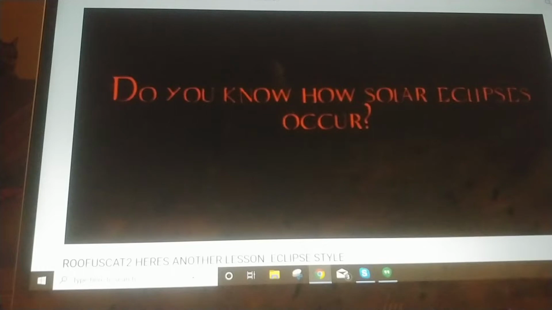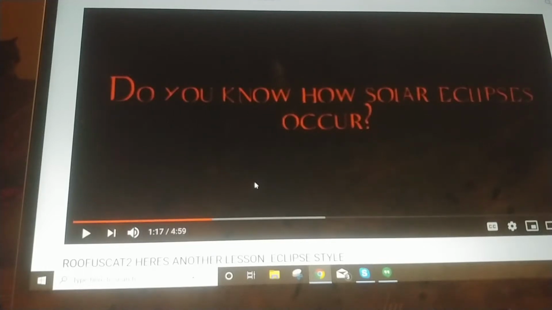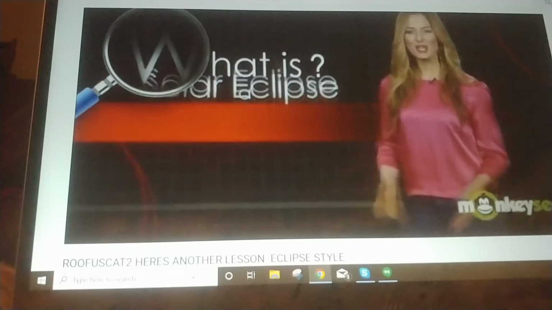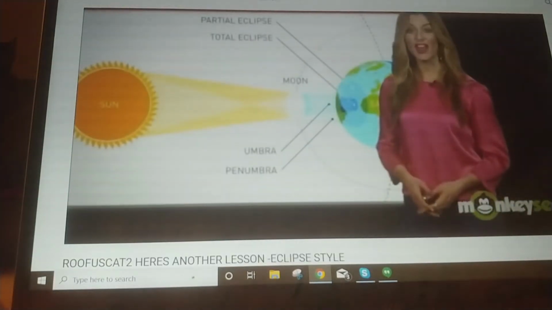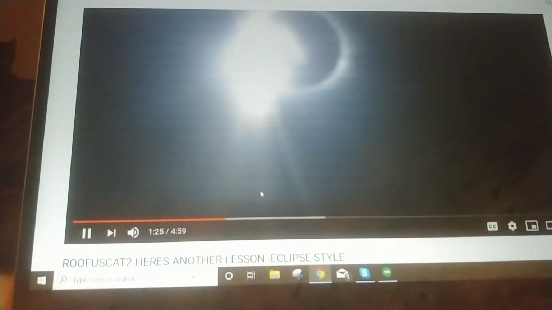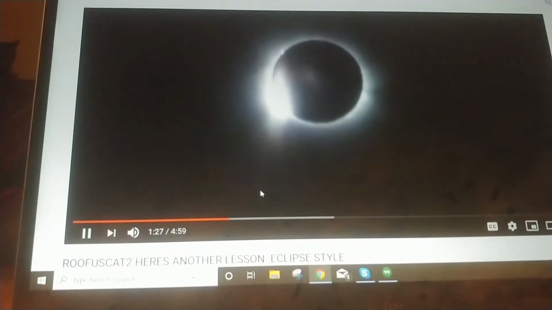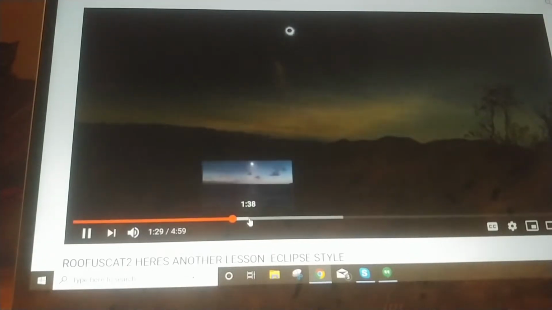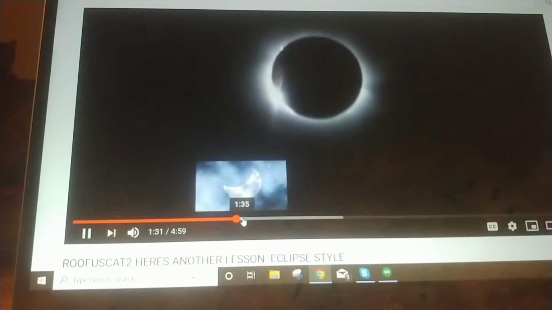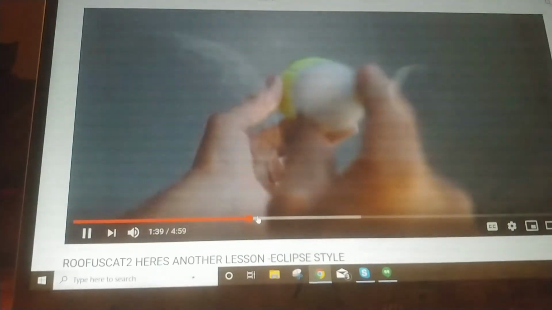How do you know solar eclipses occur? Well, because we can track the moon. We know exactly where the moon is going to be at any given moment on any given day. That's how. A solar eclipse occurs when the new moon passes between the Earth and the Sun. For a few brief moments, the moon's shadow blocks sunlight from reaching the Earth.